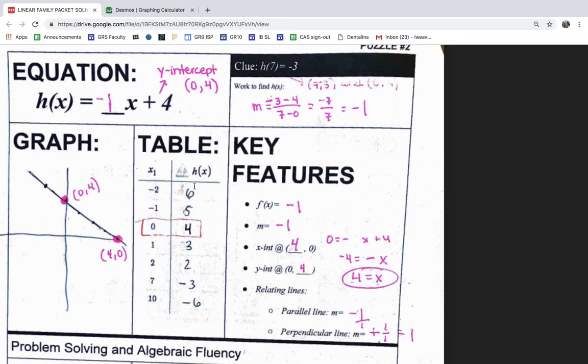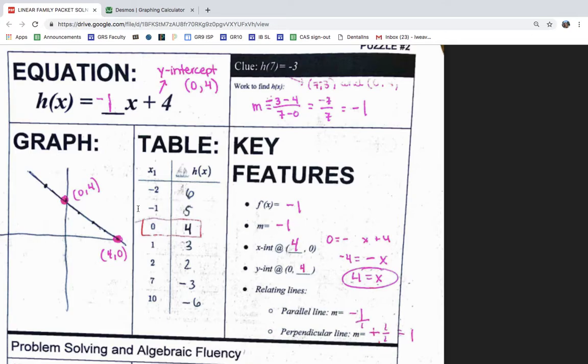Now, work smarter, not harder. This is a constant rate of change. So every step, if it's going up by 1, these should be going down by 1 because your slope is -1. So you could also cheat that way. 6, 5, 4, 3, 2, oh, and then this one jumps to 7. So you have to be a little careful that way.